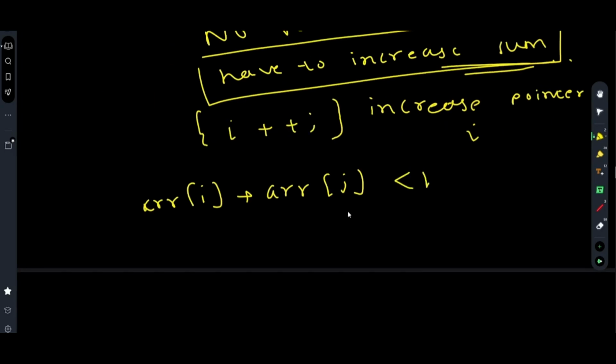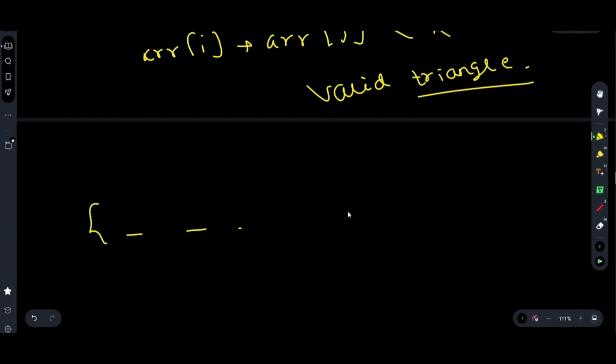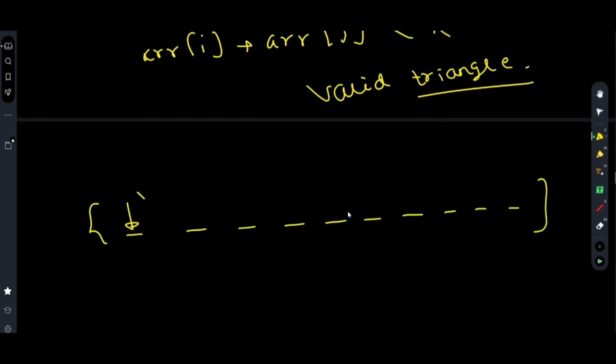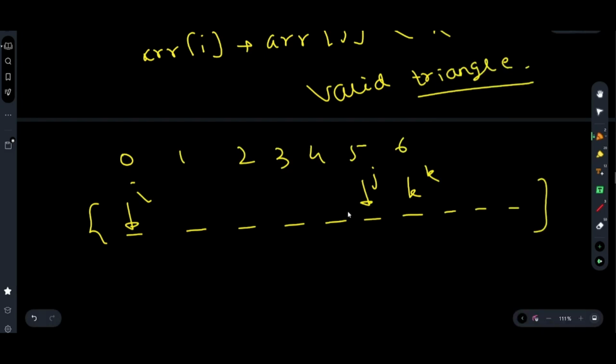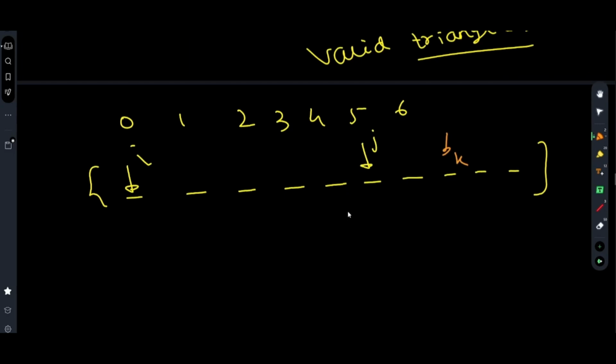Now, if it is less than k, valid triangle. This is i, this is j, this is k. 0, 1, 2, 3, 4, 5, 6. You see, this is a valid triangle. Let's say this is a valid triangle. So if this is a valid triangle, say A, A1, A2, A3, A4, B. If it is a valid triangle, so how many more? One triangle found.